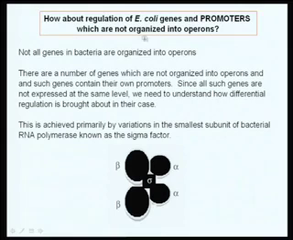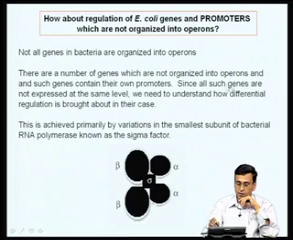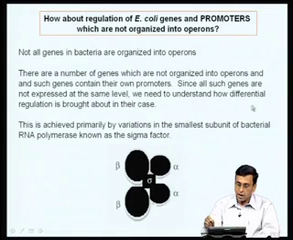So what I want to stress now, for maybe a couple of minutes, is how about the regulation of E. coli genes and promoters which are not organized into operons? There are a number of genes which are not organized into operons, and such genes also contain their own promoters, and since all such genes are not expressed at the same level, we need to understand how differential regulation is brought about in this case.